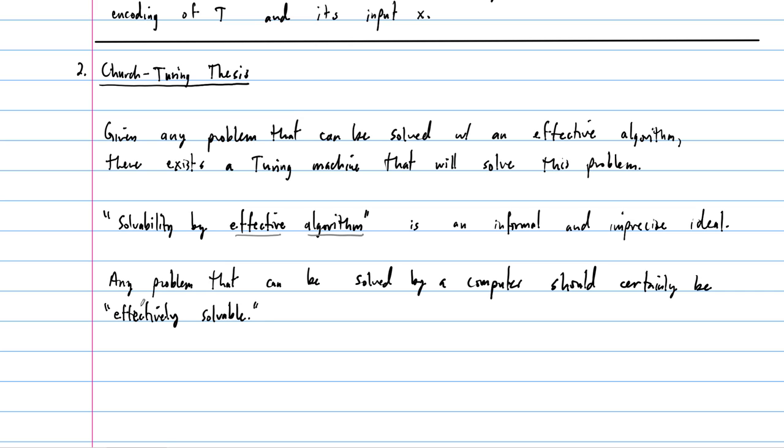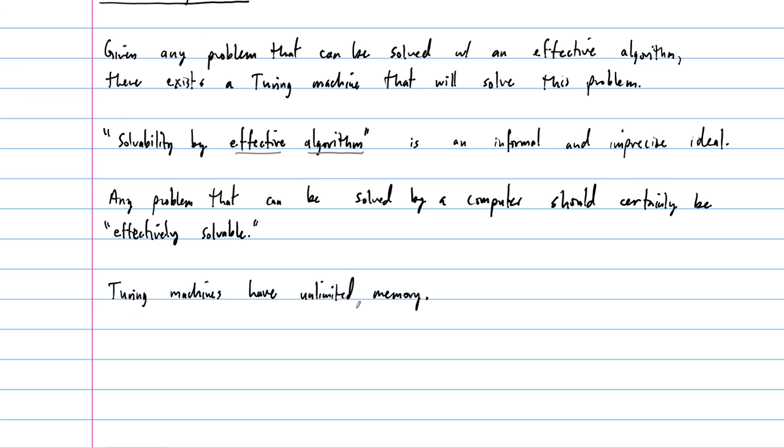But actually, this is still more restrictive than what we want, because computers have finite memory. Any computer that we build has finite memory, but a Turing machine has unlimited memory. They can just keep on going. So the class of effectively solvable problems is bigger than the class of problems that we can solve with a computer, or at least a current modern computer.